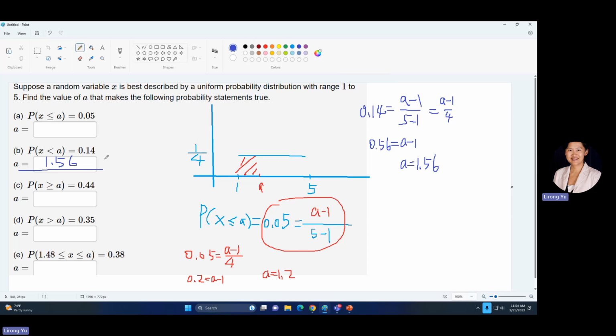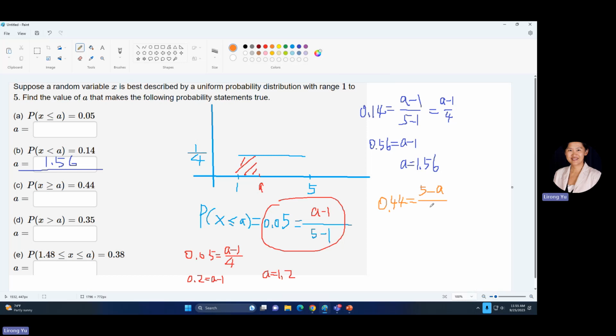The difference is when I switch the angle, x is higher than a. If this is a to be higher than a, we're looking at this, right? So lower bound is a, upper bound is 5. So in that case, the probability is 0.44.